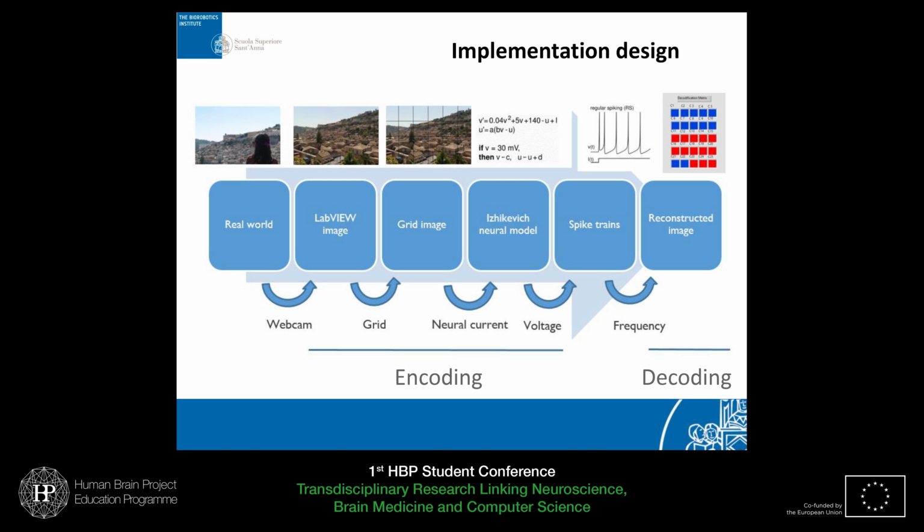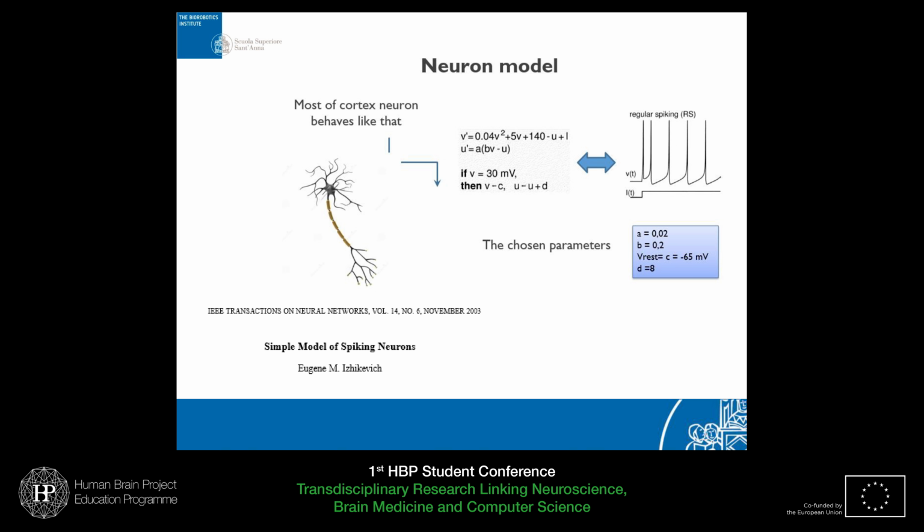The neural model we decided to use was the regular spiking Izhikevich neural model because it's very powerful. Using just two differential equations, the ones shown in the slide, it can reproduce 20 neural dynamics just by changing the four hyperparameters you can see: a, b, the voltage of the resting state, and d, which change the dynamics and the behavior of the neuron.